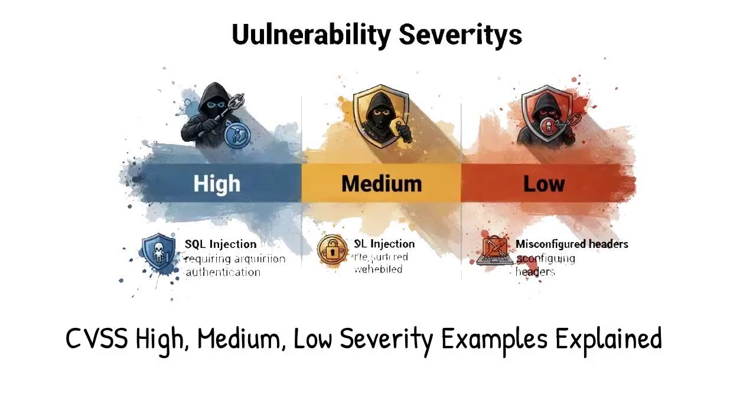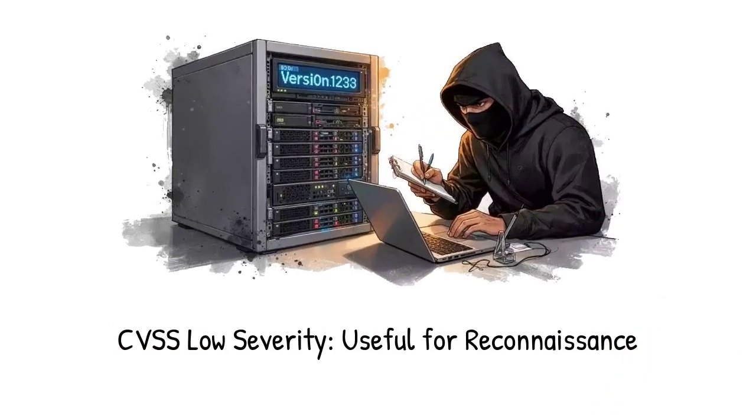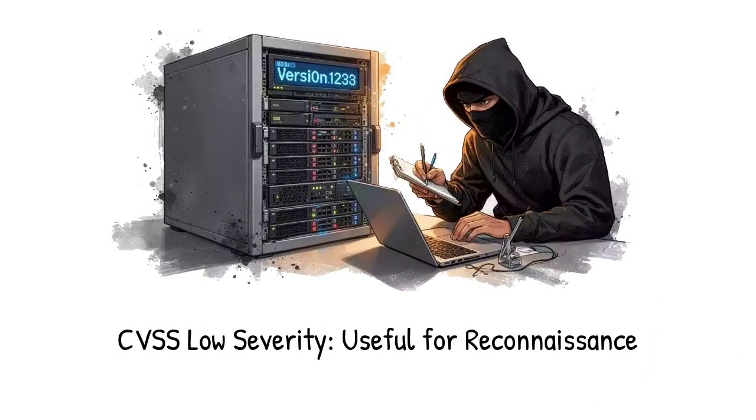CVSS 7.0 to 8.9, high severity. Example, a SQL injection vulnerability that requires authentication. Still dangerous, but harder to exploit. CVSS 4.0 to 6.9, medium severity. Example, a misconfigured header that exposes information but doesn't allow direct compromise. CVSS 0.1 to 3.9, low severity. Example, a server revealing its version number. Not dangerous alone, but useful for attackers during reconnaissance.